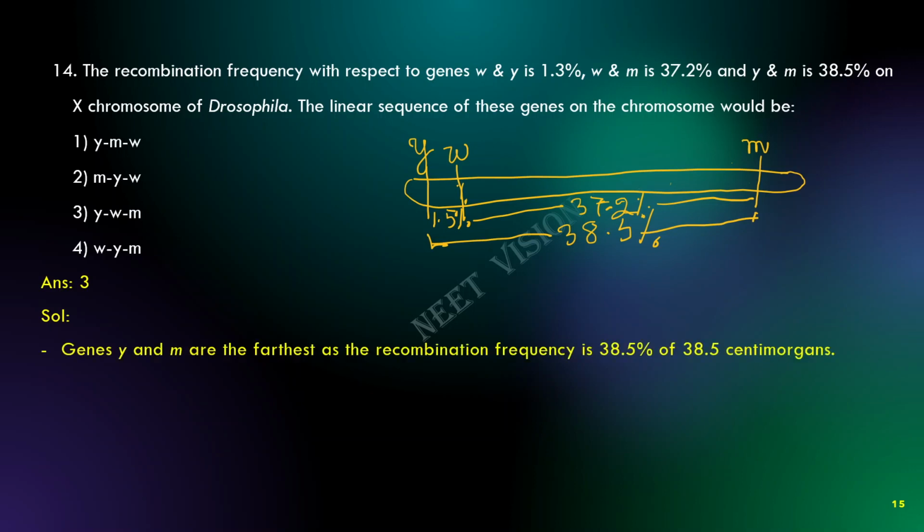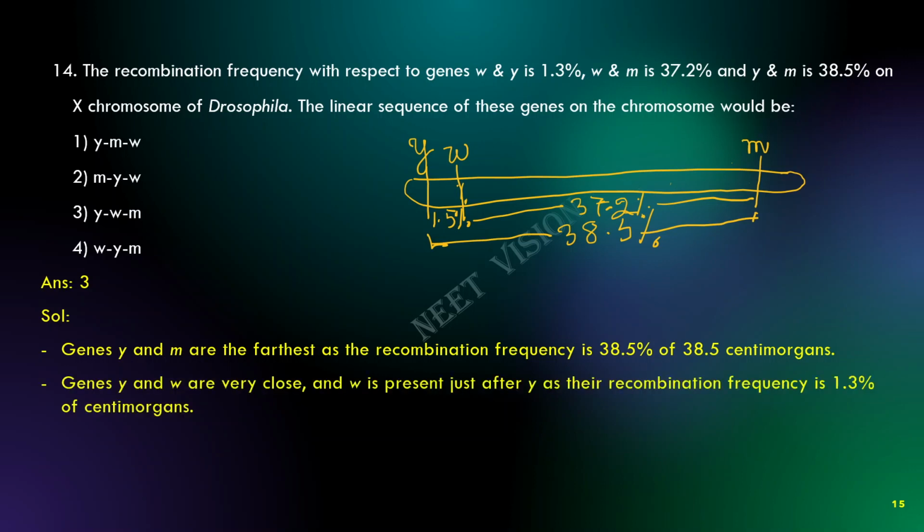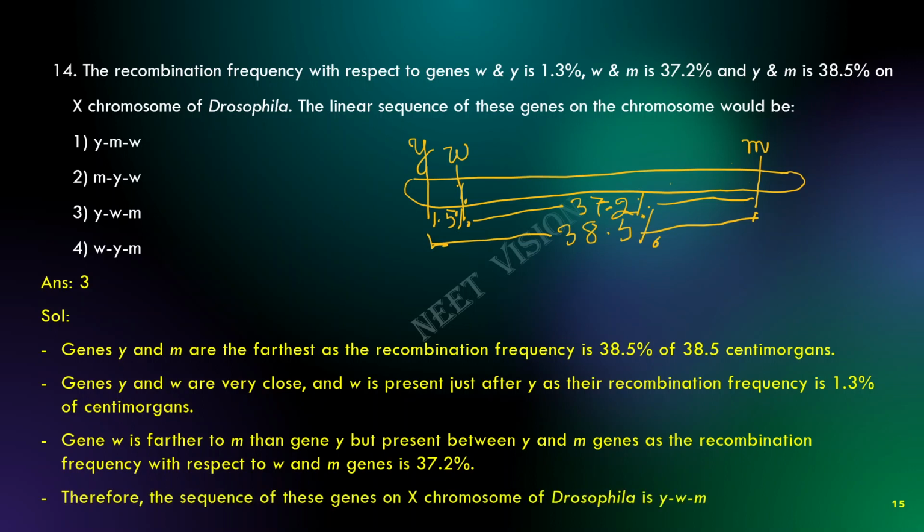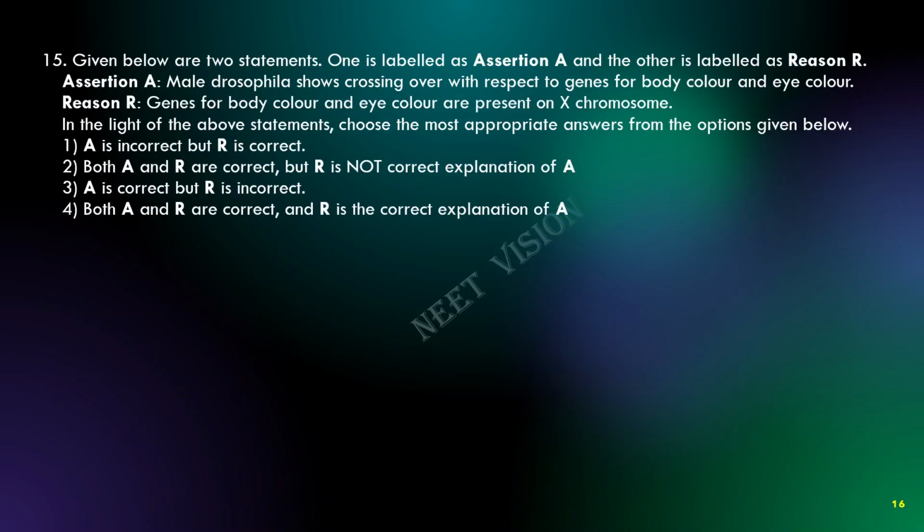Genes Y and M are the farthest as the recombination frequency is 38.5% or 38.5 centimorgans. Genes Y and W are very close, and W is present just after Y as the recombination frequency is 1.3% or centimorgans. Gene W is farther from M than gene Y is, but present between Y and M genes, as the recombination frequency with respect to W and M genes is 37.2%. Therefore, the sequence of these genes on the chromosome of Drosophila is Y, W, M. That is the explanation. Coming to the next question.